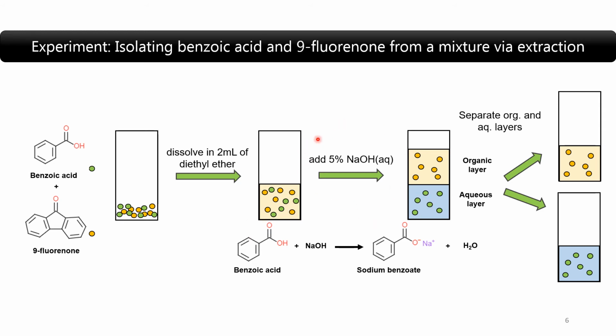We will wash the organic layer a couple more times with the sodium hydroxide solution to make sure all of the benzoic acid is converted into sodium benzoate, and therefore they will all move into the aqueous layer. Now the two different compounds are in two different layers, so we're going to separate the organic layer and the aqueous layer. And the next steps are going to be to isolate the compound out of this solution.